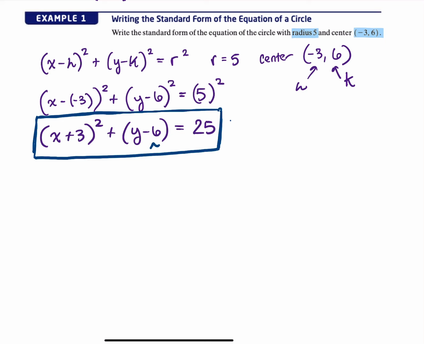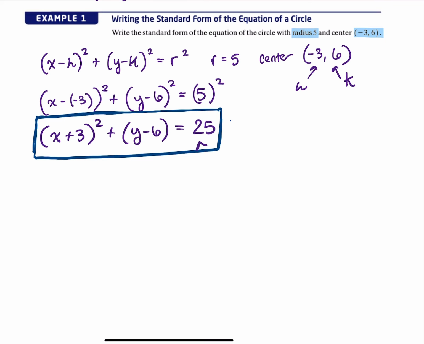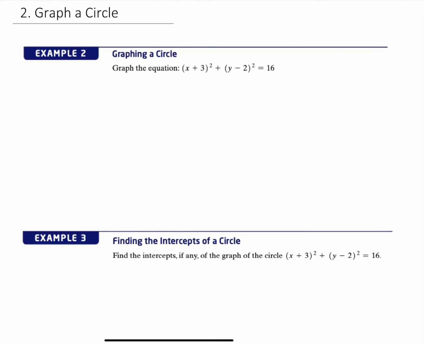And then the second thing to keep in mind is that this number here is not the radius, but this is the radius squared. The radius squared is 25, so therefore our actual radius should be just +5. So just two things to keep in mind. All right, now let's think about producing the graph of a circle given an equation in standard form.